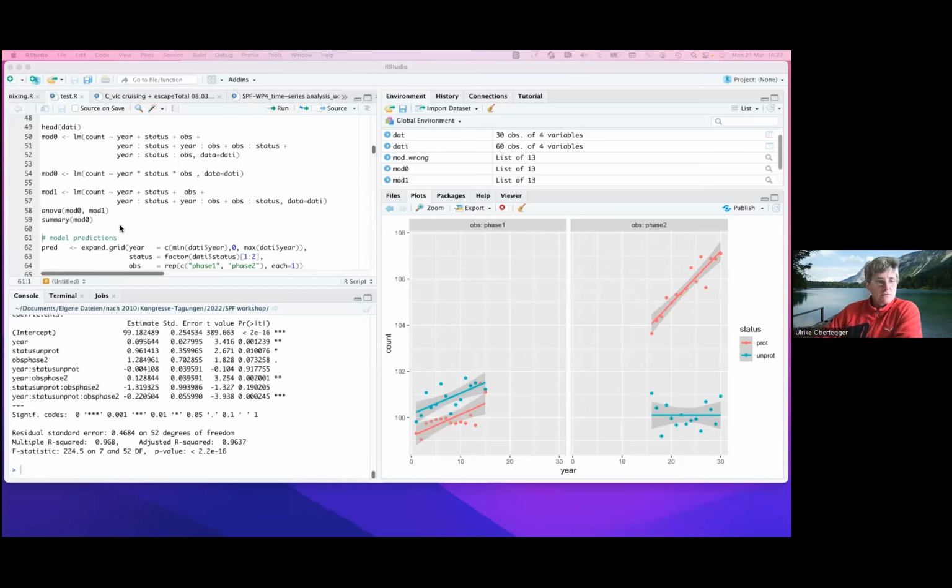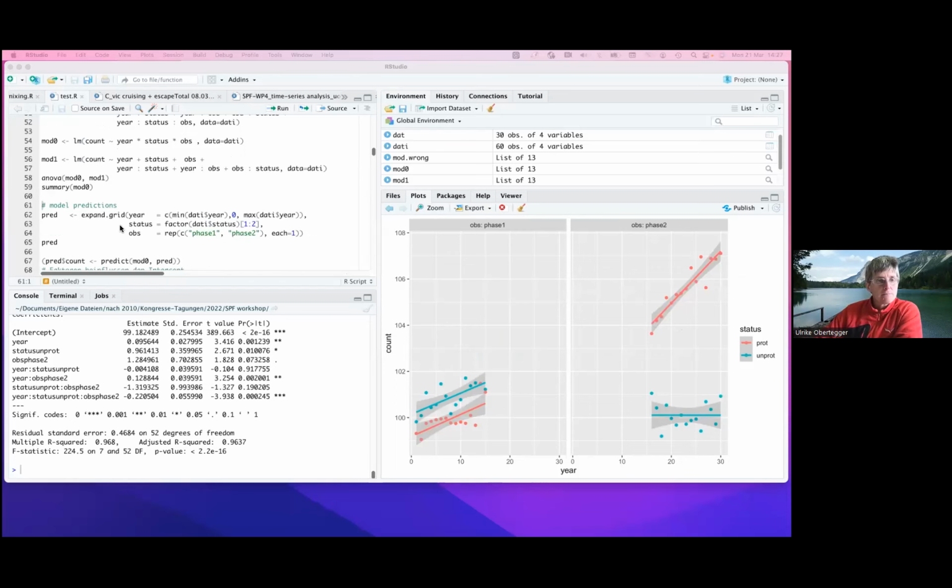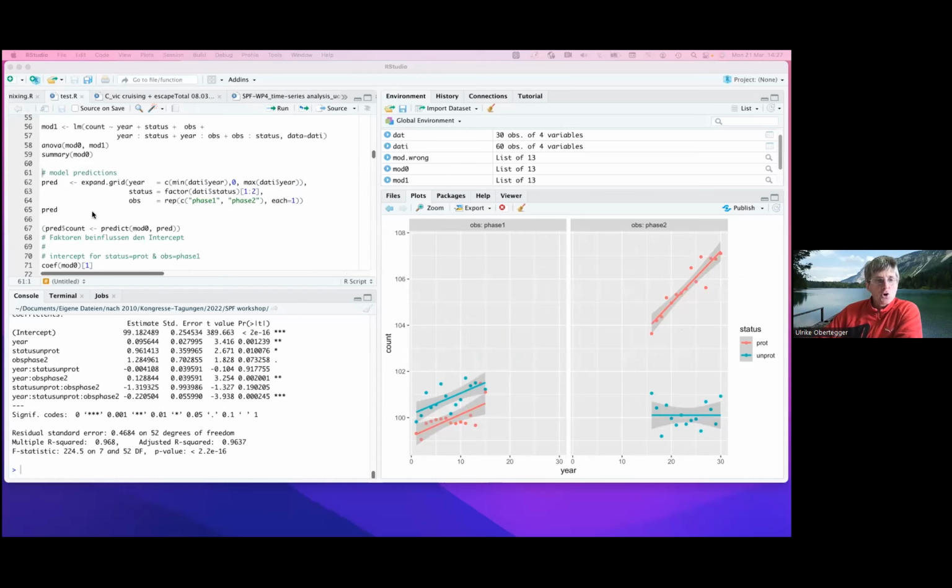Let's jump just a minute to R. The lines I will ignore just for a moment.